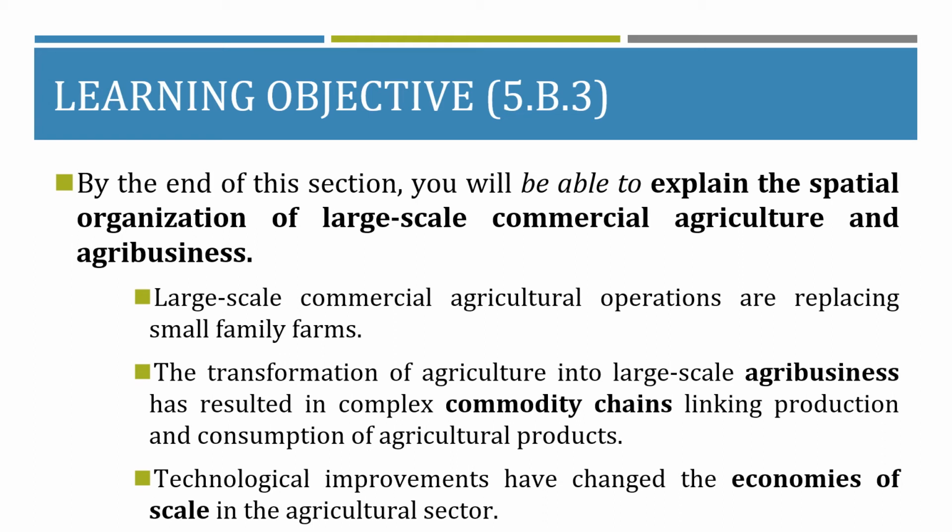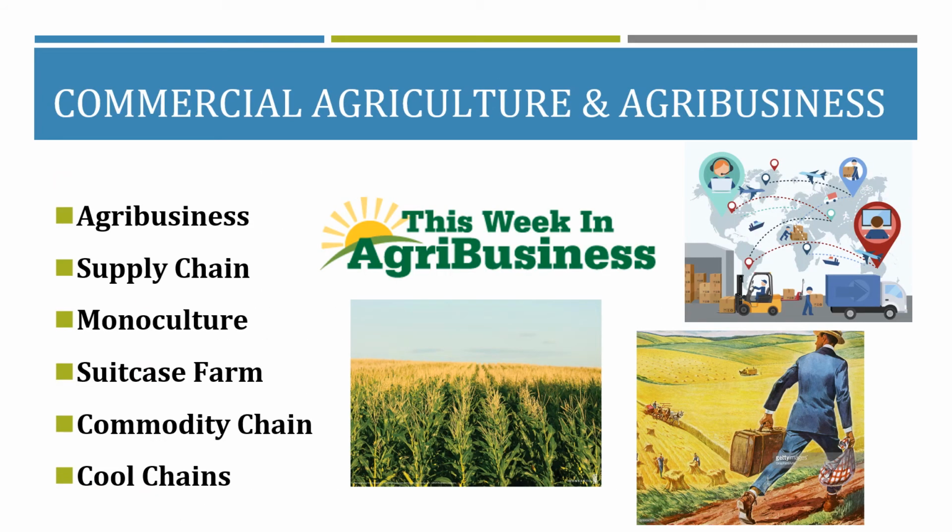Technological improvements have changed the economies of scale in the agricultural sector. Everything is now much, much bigger, and there's actually a whole lot less farmers involved. So make sure you understand all of these important vocabulary words for chapter 13, including agribusiness, supply chain, monoculture, suitcase farm, commodity chain, and cool chains.